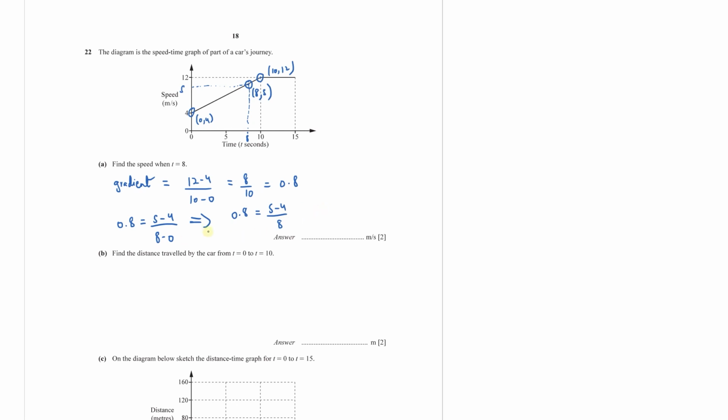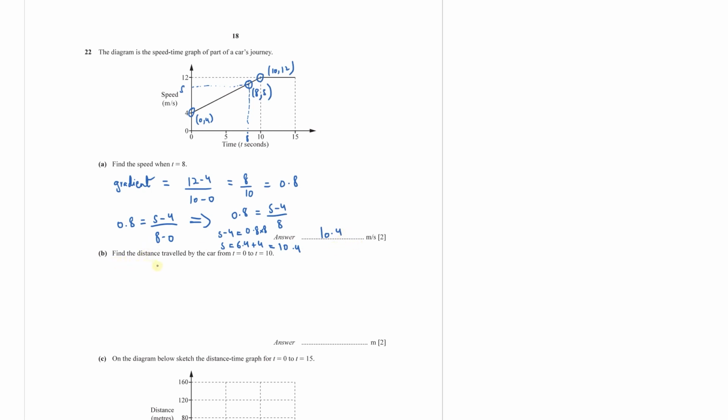And this will give you s minus 4 equals to, if I take 8 to the other side, 0.8 multiplied by 8. Then s equals to 0.8 multiplied by 8 would be 6.4, and then I take this 4 to the other side, so this becomes plus 4, and then I get s equals to 10.4. So your speed here at t equals to 8 seconds is 10.4 meters per second.